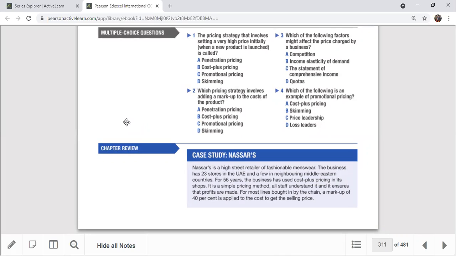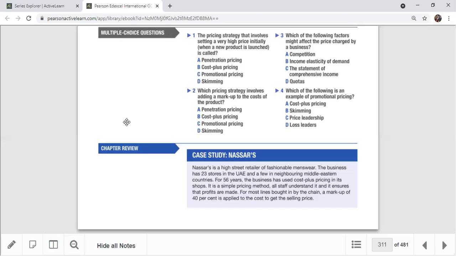The business has 23 stores in the UAE, the United Arab Emirates. It is a fashion retailer with 23 stores in Dubai and a few neighboring Middle Eastern countries, other cities such as Doha, Sharjah, and Cairo in Egypt. They have been selling for 56 years, so it is a long-established business of more than 5 decades.